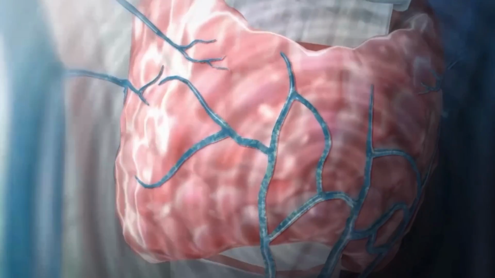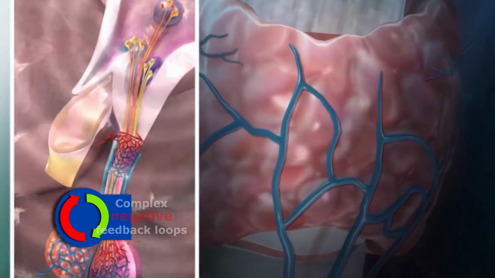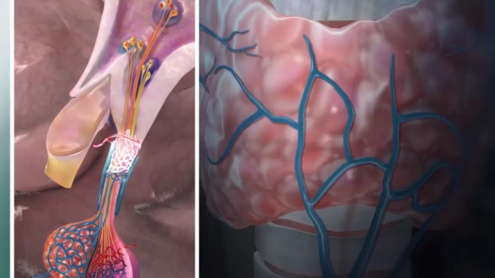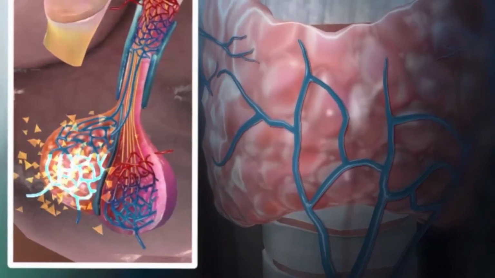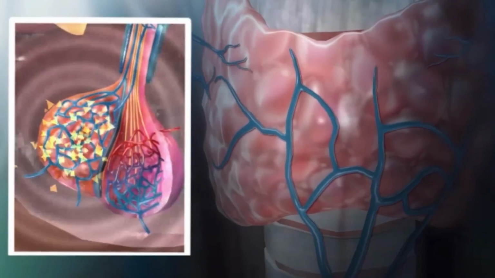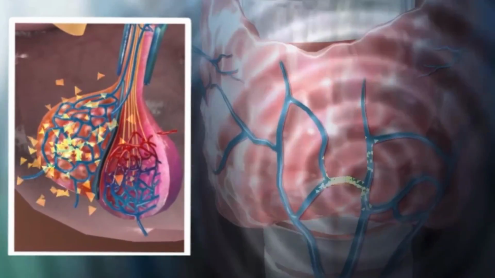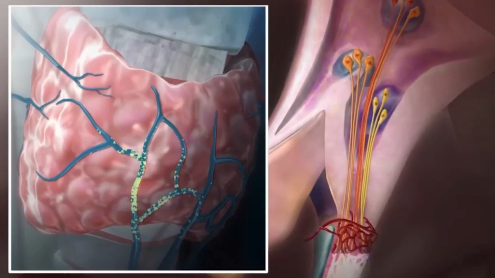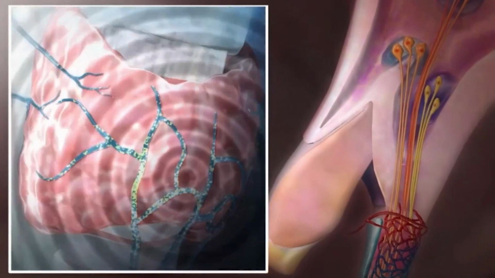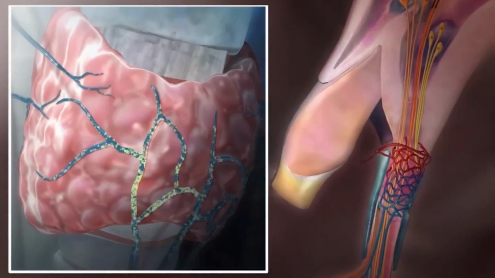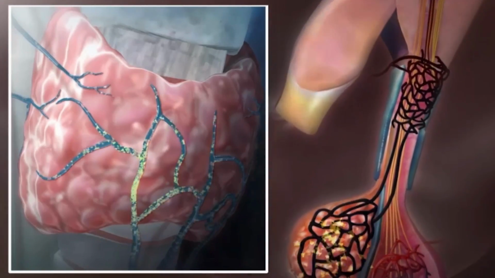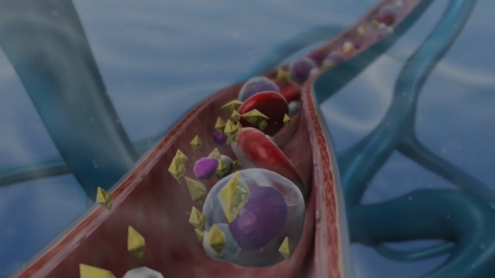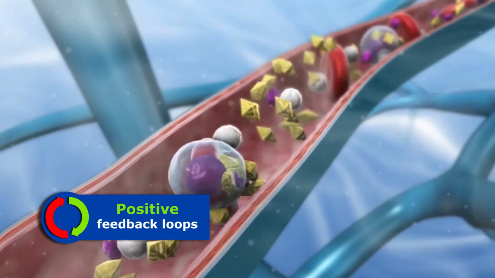The regulation of thyroid hormone, which controls your metabolism, is a good example of a complex negative feedback loop involving not only the thyroid, but the hypothalamus and the pituitary gland too. If thyroid hormone levels in the blood are low, the hypothalamus secretes thyrotropin-releasing hormone, which signals the pituitary gland to release thyroid-stimulating hormone. When the hypothalamus in the brain detects sufficient levels of thyroid hormone in the bloodstream, it stops secreting thyrotropin-releasing hormone.